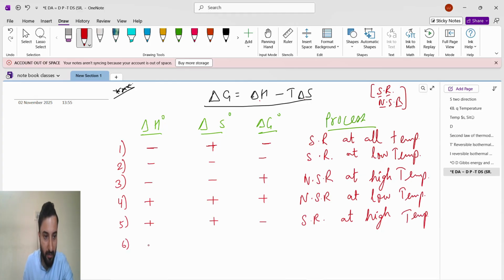Last, the sixth one: delta H is positive, delta S is negative, then delta G is positive. It is a non-spontaneous reaction at all temperatures.